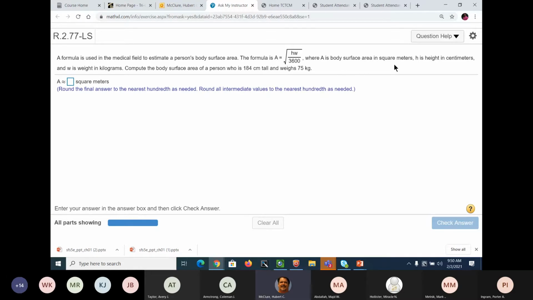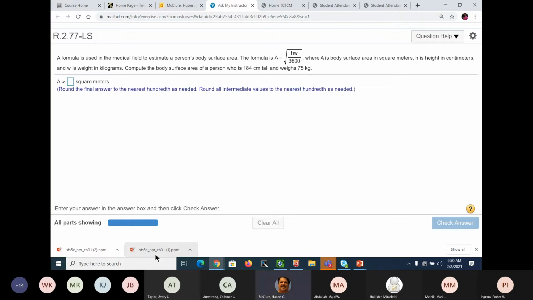The only part you have to worry about here is that sometimes you have to convert into one unit, but we will try without doing that first to see if we have to. I'm looking at where A is the body surface area in square meters. To me, I would think we would want to change centimeters into meters. Now, I may be wrong, but I think we need to do that.